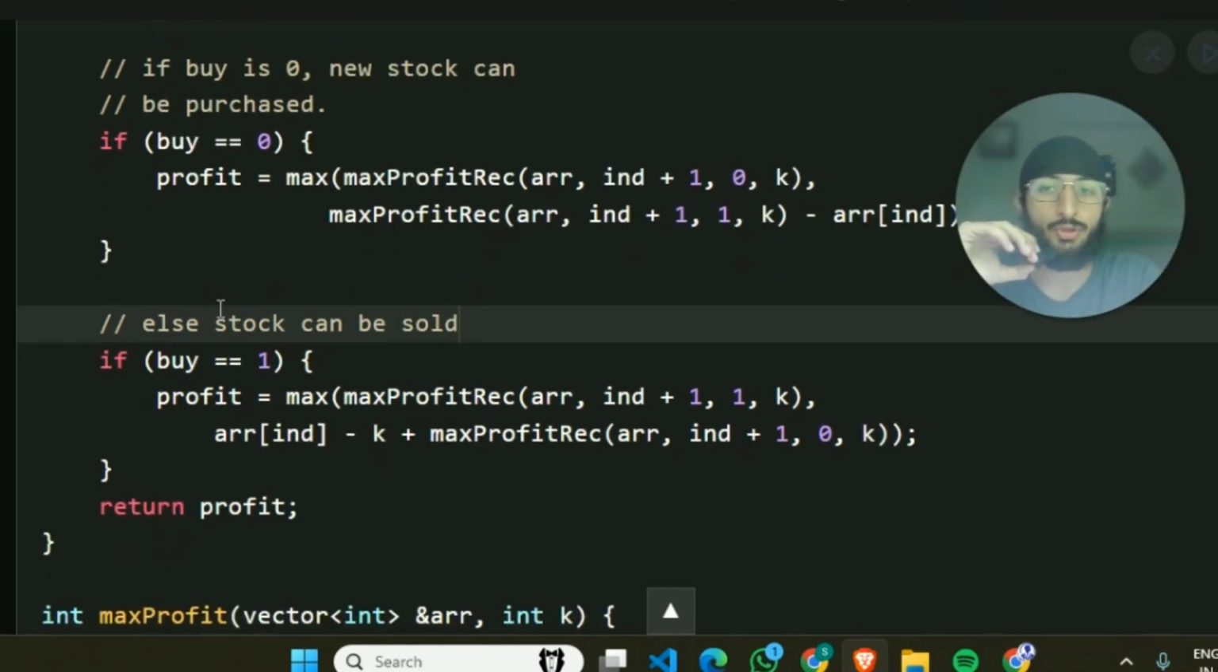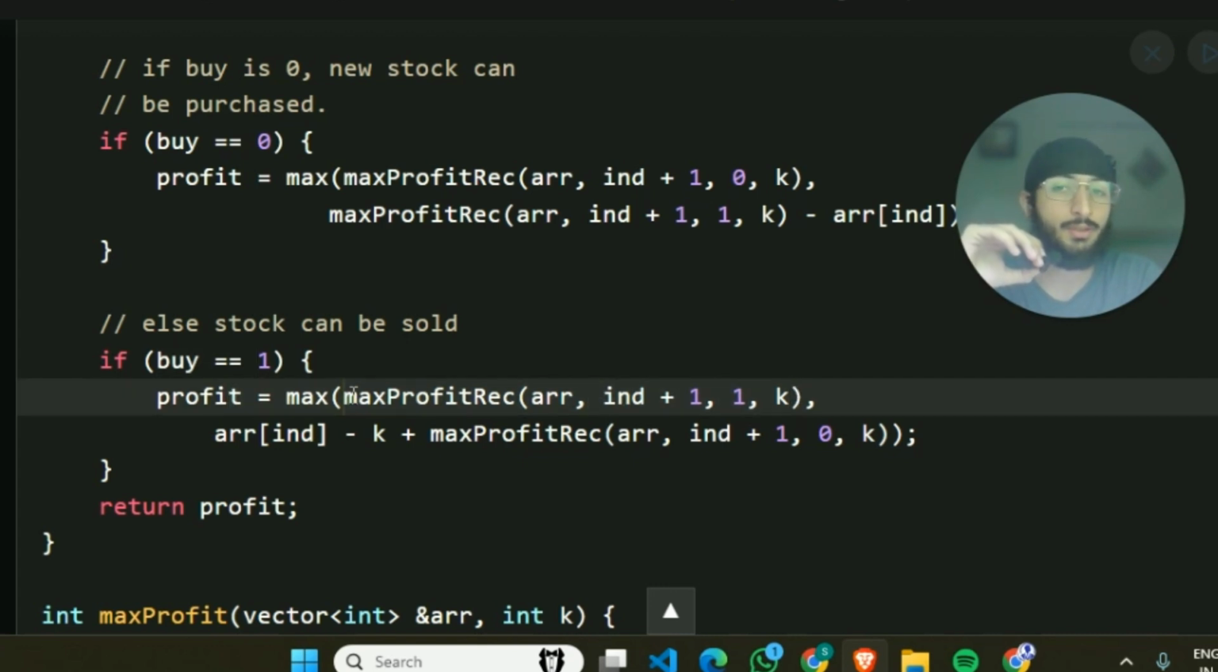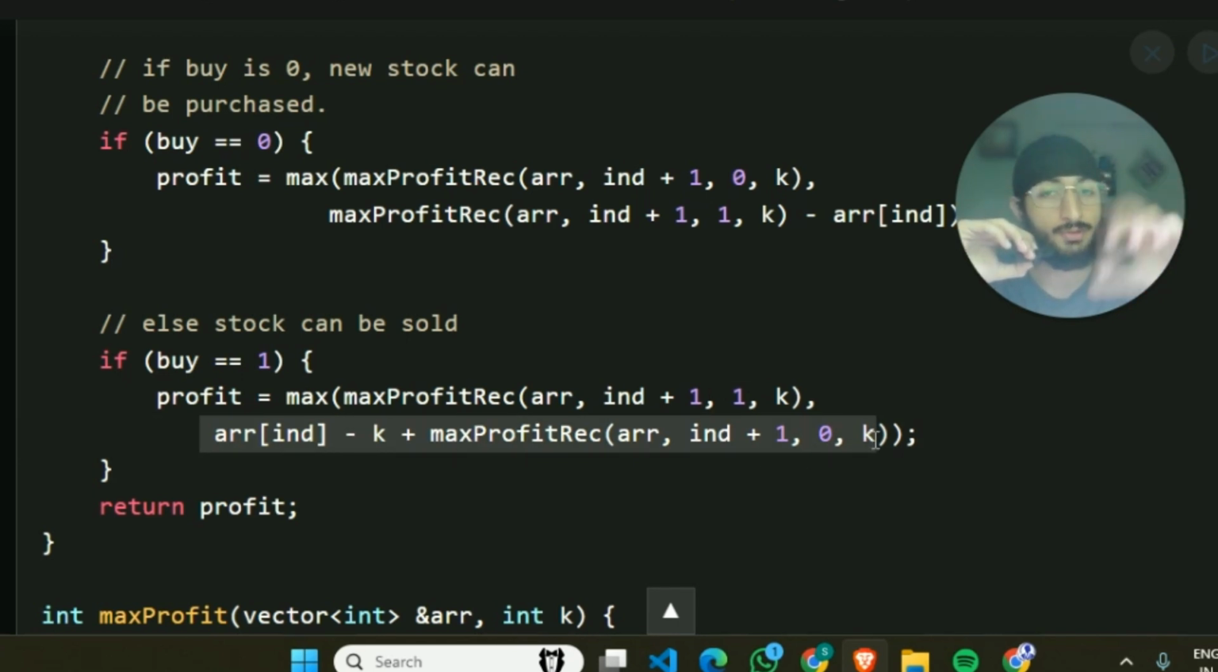Else we have the option to sell the stock. If buy is equal to 1, we check. So first option is to either skip this day, that is move to the next day, index plus 1, and keep the buying state as 1, that is we can sell it. And the other option is to sell the stock.